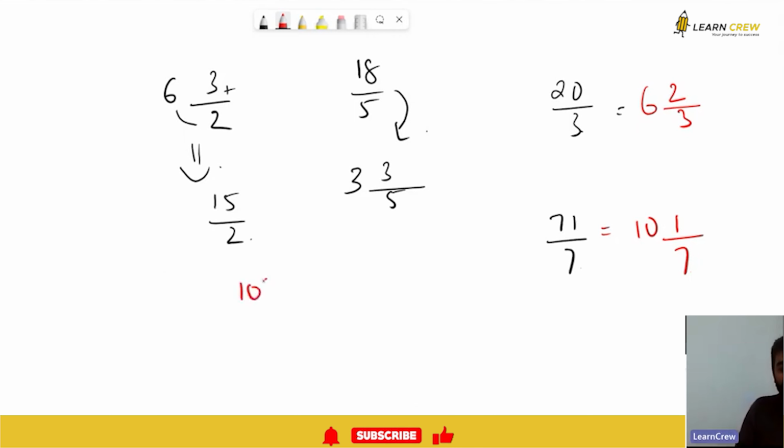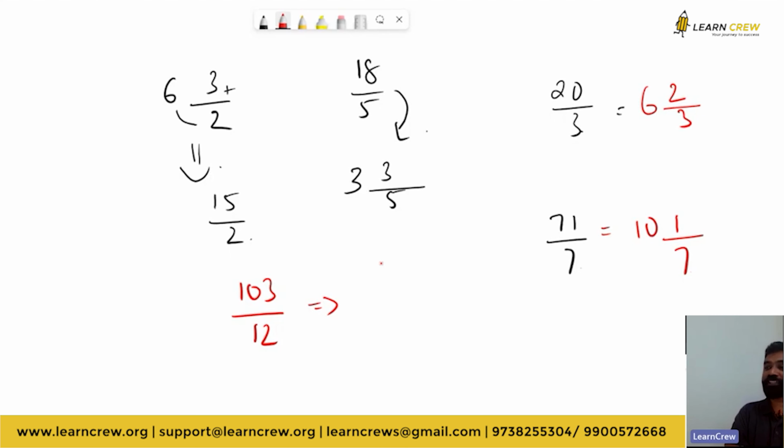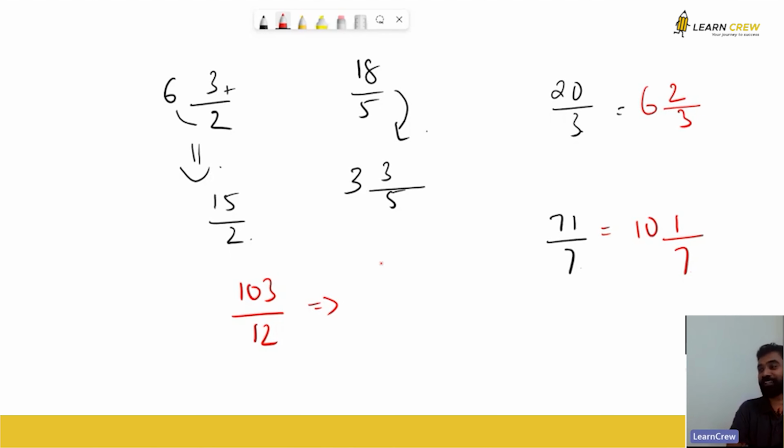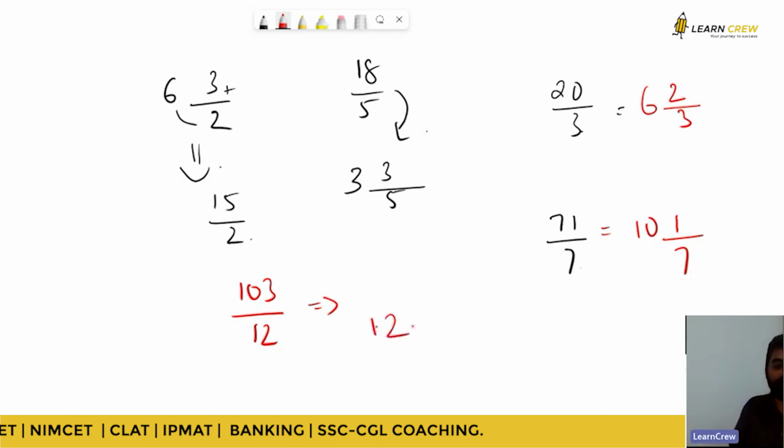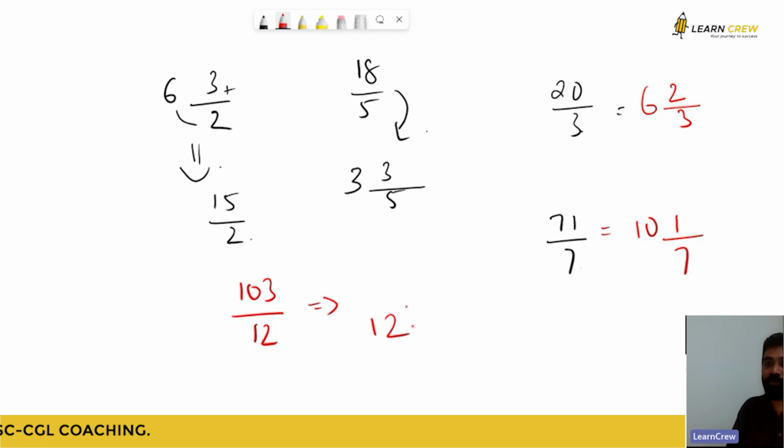103 divided by 12. Slowly do it, no issues. See, you should know the tables till 20, else I can't help out. Okay, online, what's the answer for this? 103 divided by 12. 12 remains in the base. So 12 into 8 makes it 96. So 96, 7, 8 and 7 by 12.